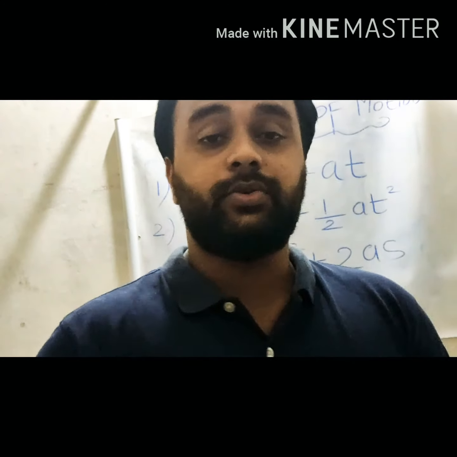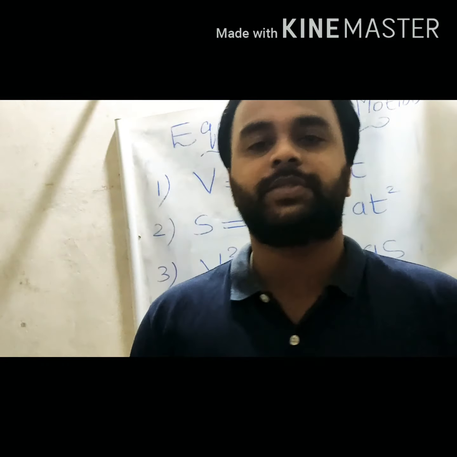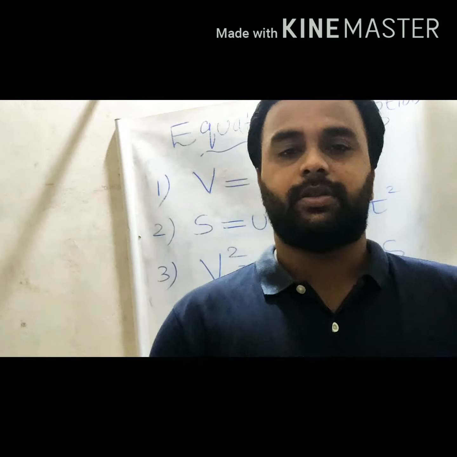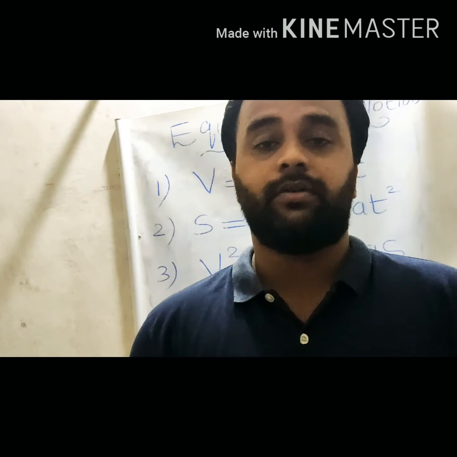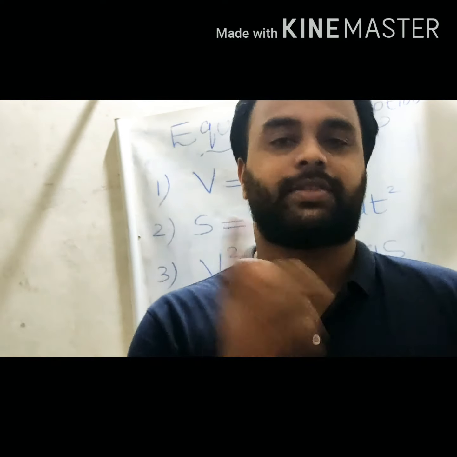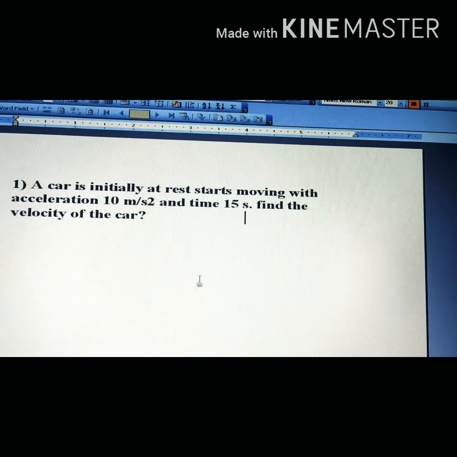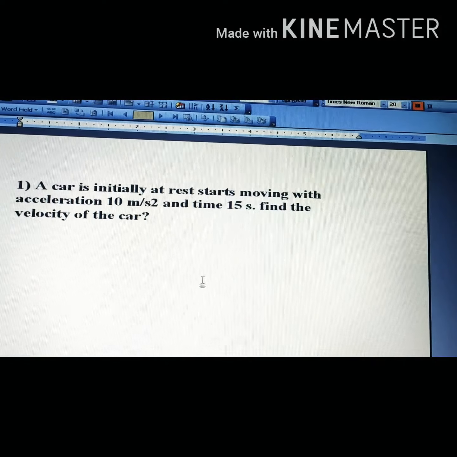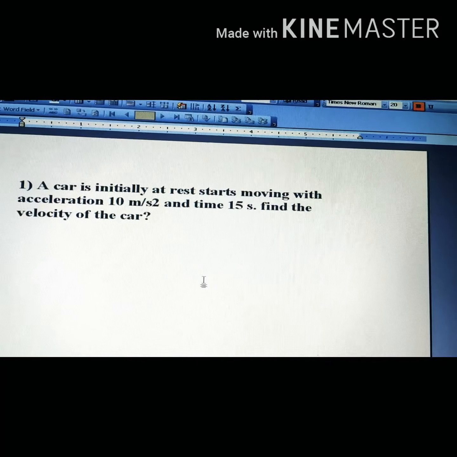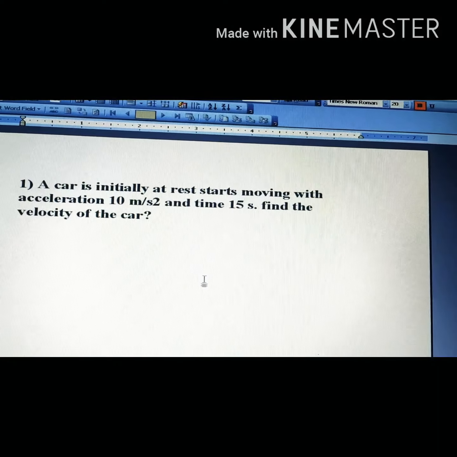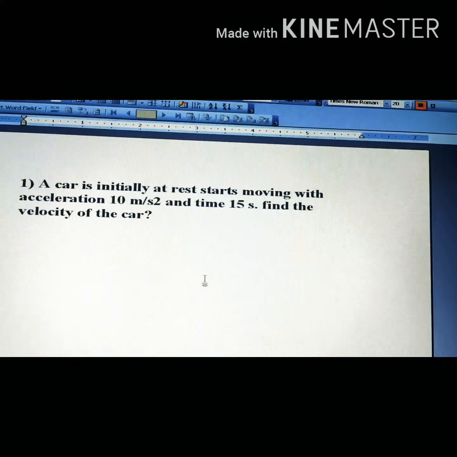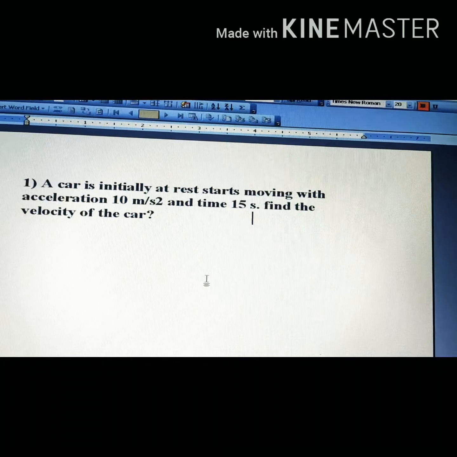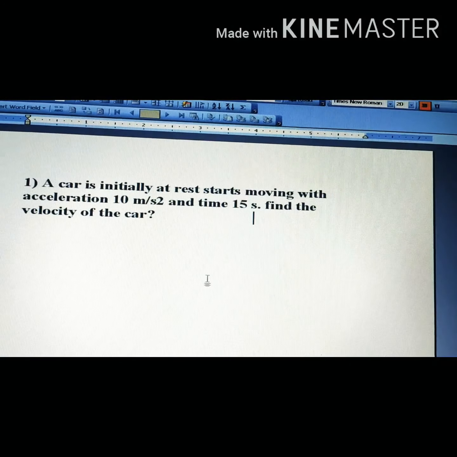Now we are going to do the mathematical problems based on these equations of motion, and the problems are very important. It's a sure question for your exam. Okay, let's do that. So, first problem. It is given that the car is initially at rest and starts moving with an acceleration of 10 meter per second square for a time of 15 seconds. We want to find out the velocity of the car.